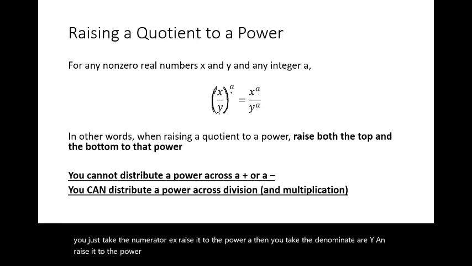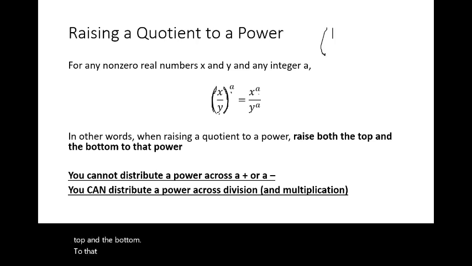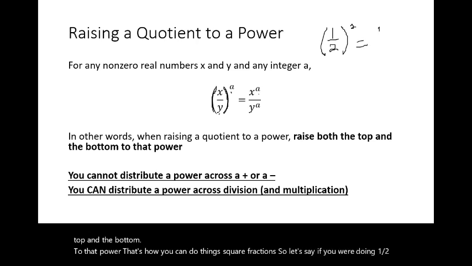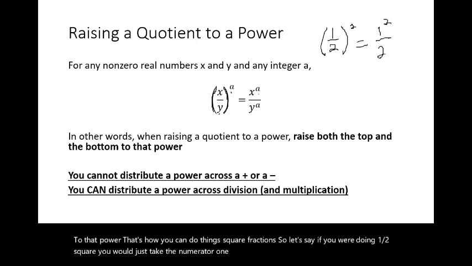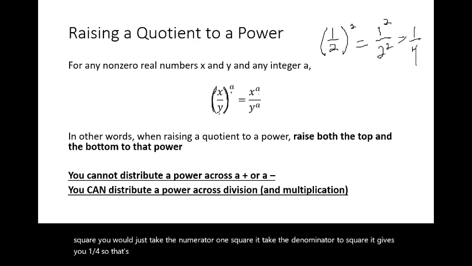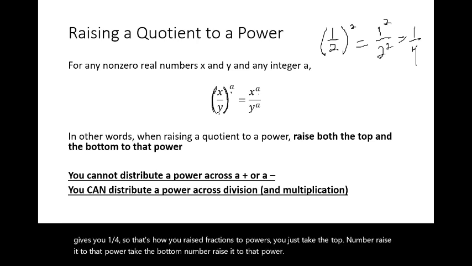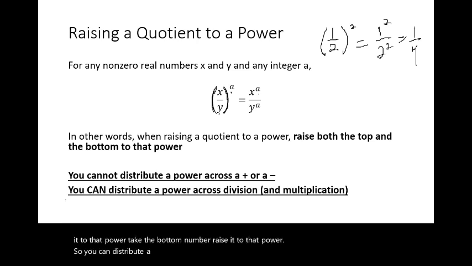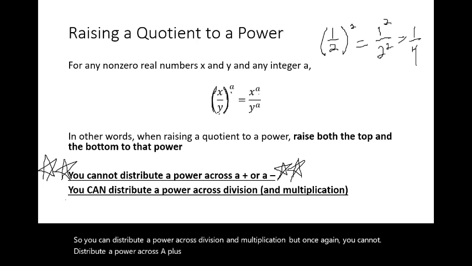So if you raise a quotient to a power, you're going to raise both the top and the bottom to that power. That's how you can do things like square fractions. So let's say you were doing 1/2 squared: you would just take the numerator 1, square it, take the denominator 2, square it, and that gives you 1/4. So that's how you raise fractions to powers. You just take the top number, raise it to that power, take the bottom number, raise it to that power. So you can distribute a power across division and multiplication. But once again, you cannot distribute a power across a plus sign or a minus sign.